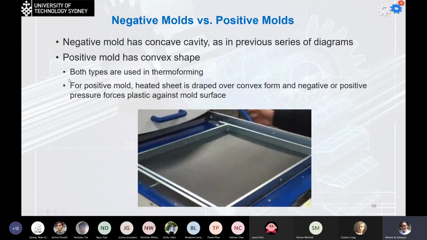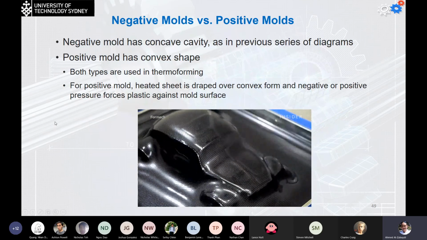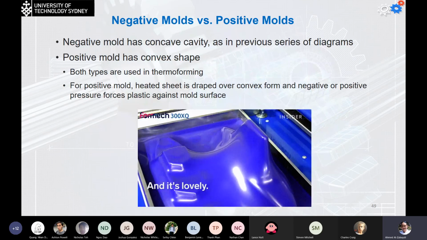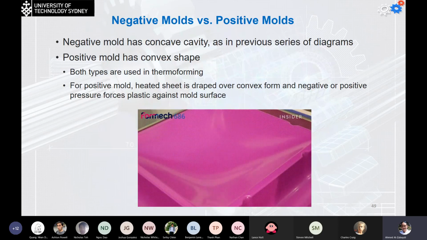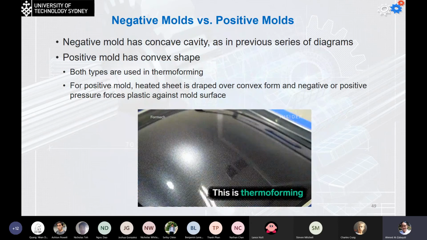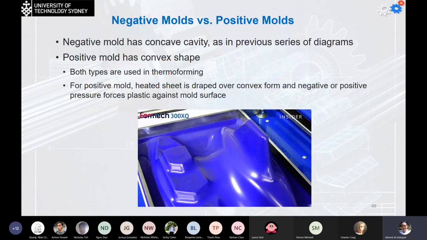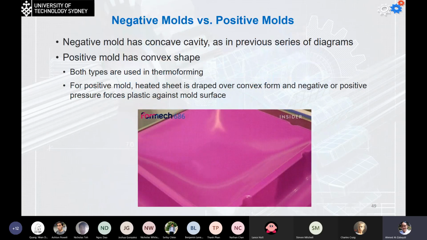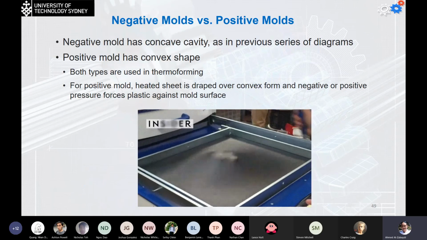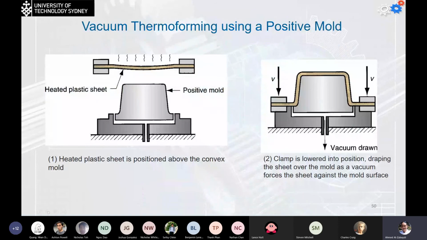Okay. So we have negative molds and positive molds. The one we see here is the positive one. A negative mold has a concave cavity, as in the previous diagrams we saw. The positive mold has convex shapes like the one we saw in this video and the videos before. For a positive mold, the heated sheet is dragged over the convex form, and negative or positive pressure forces the plastic against the mold surface to take the final shape. Now, once again, we have the positive and the negative types; this is the positive one.